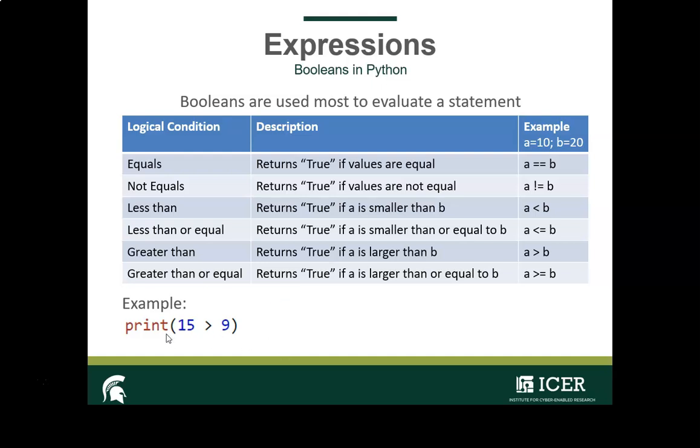Here's an example. If you type into Python a print statement where you have 15 greater than 9, what is the output? Well, you'll see that it is true because 15 is greater than 9, and the condition is a Boolean.